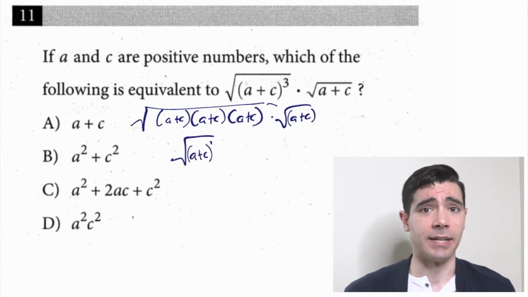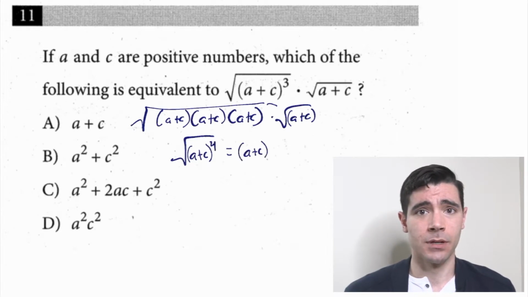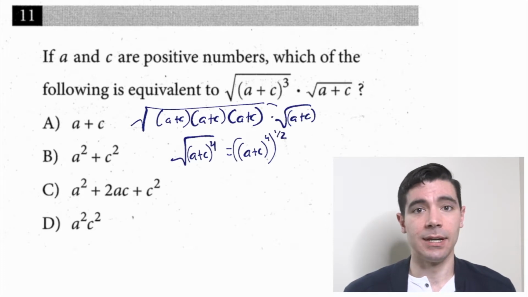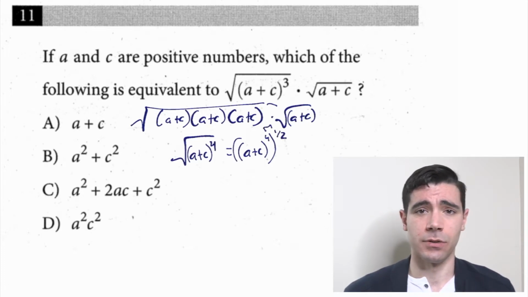It can be helpful to keep in mind that the square root of something is just that thing raised to the 1/2 exponent. So I got A plus C to the fourth, all raised to the 1/2. In this case, you would multiply the exponents, so 4 times 1/2. So it'd be A plus C quantity squared. And then we go to the answer choices.